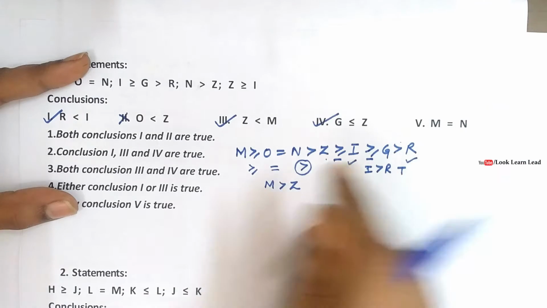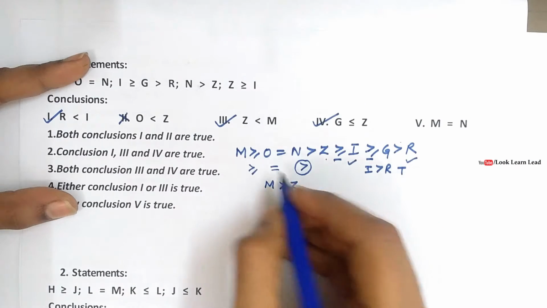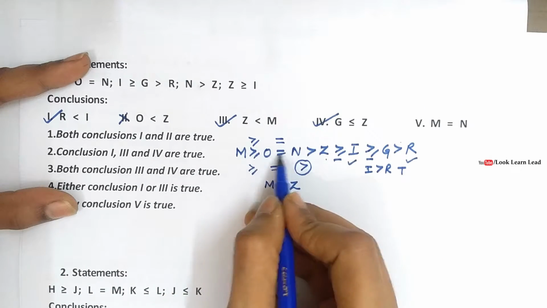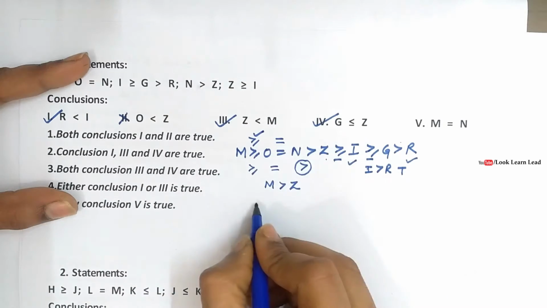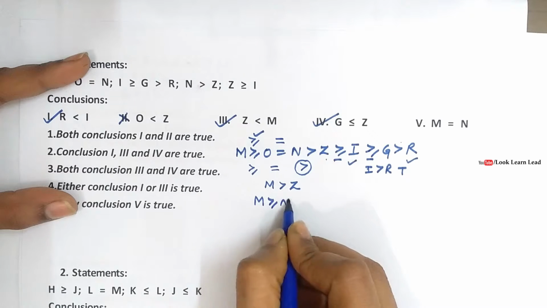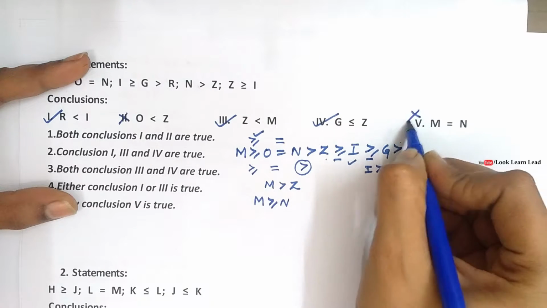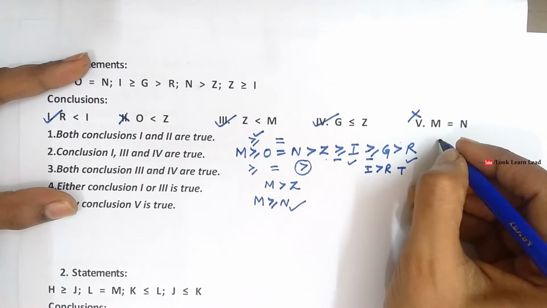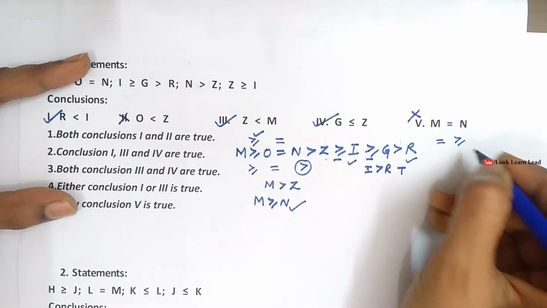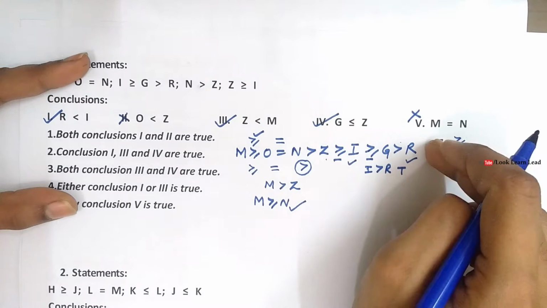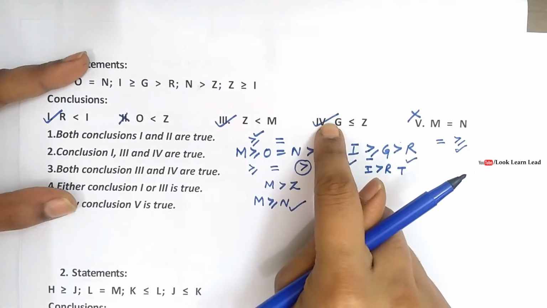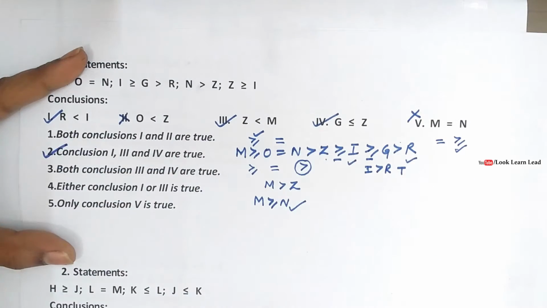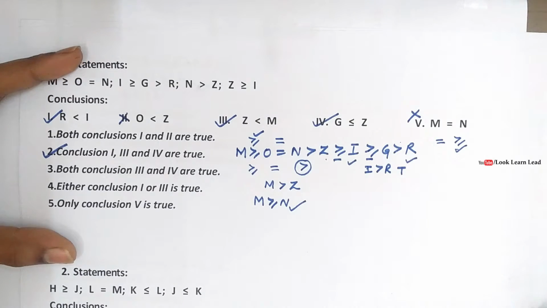Next is M is equal to N. See, between M and N we have two symbols, less than and less than equal to. Between these two symbols the priority is given to this. So M is greater than equal to N, but what is given? M is equal to N. So this is false. M is greater than equal to N is true, but M is equal to N is false, because between equal to and greater than equal to the highest priority is for this. So we have 1, 3 and 4 follow. So where is the question? 1, 3 and 4 are true. So conclusion 2 is the answer. Okay, next move on to the next question.